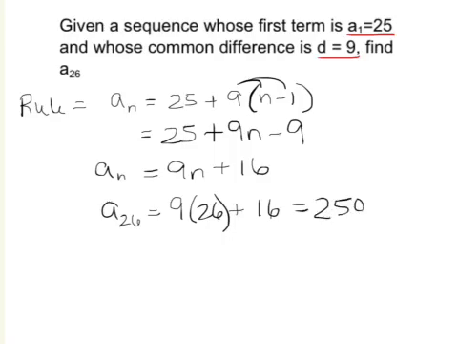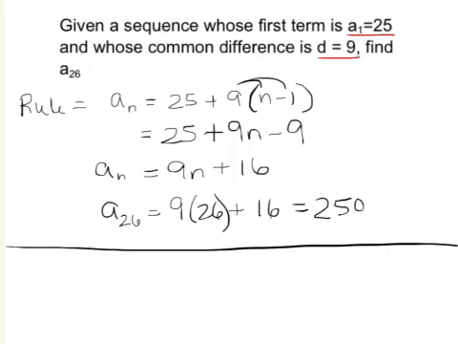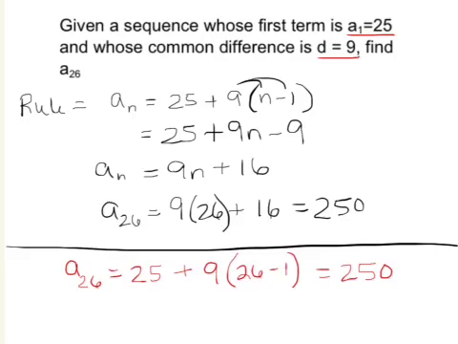250. Now, a quicker way to do this, if I'm not asked for the rule, I could just do a shortcut and go like this. The 26th term is equal to a1, 25, plus d, and then if it's the 26th term, I know that n is 26. And when I evaluate this, I'm able to cut right to the chase and get that the 26th term is 250.